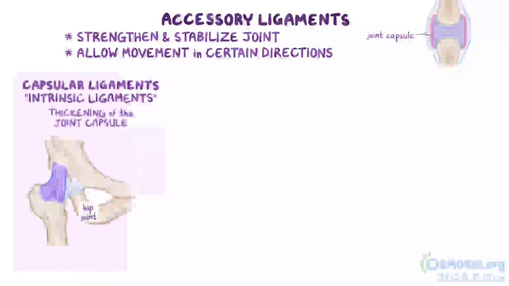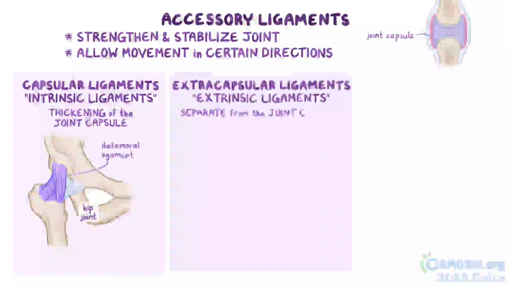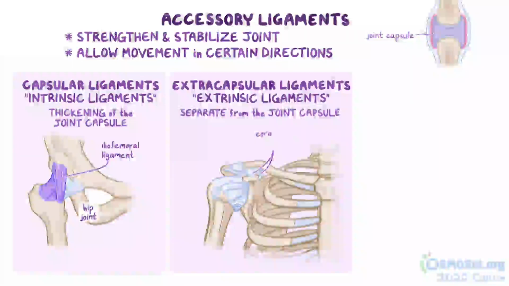For example, there are 3 capsular ligaments of the hip joint, including the iliofemoral ligament. Then there are extracapsular ligaments, also called extrinsic ligaments, which are separate from the joint capsule. For example, the coracoclavicular ligament anchors the clavicle to the scapula, but is separate from the acromioclavicular joint, where the clavicle articulates with the scapula.